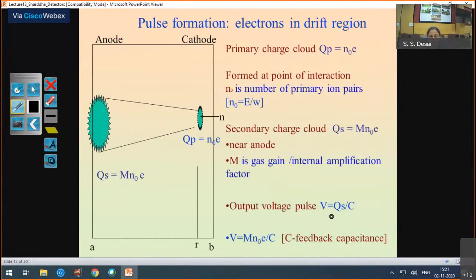So the voltage pulse which we are collecting at the output is like this: the charge is collected on the feedback capacitance of the preamplifier. This is the actual voltage pulse which we are going to receive at our output end, which is proportional to N naught. And this N naught is nothing but the incident energy. It is reflecting the incident energy.